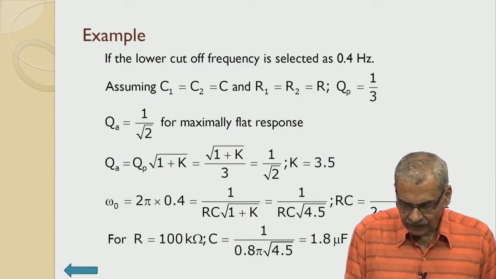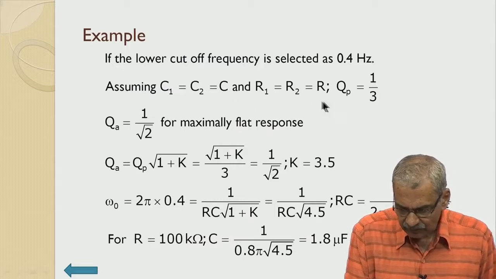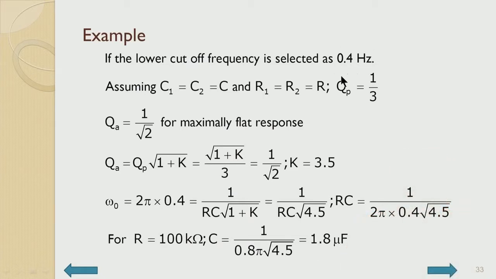If the lower cutoff frequency is selected as 0.4 hertz, typically, let us see, assuming C1 C2 equal to C, R1 R2 equal to R, this is typical of biomedical designs at low frequencies. QP is equal to 1 by 3 as before, QA is equal to 1 over root 2. We are designing for a maximally flat response, a Butterworth high pass filter. K comes out the same as 3.5 before, omega naught now is 2 pi into 0.4, which is 1 by RC into root of 1 plus K. So, for R equal to 100 K, C comes out as 1.8 microfarads.